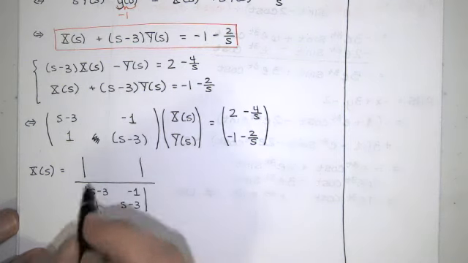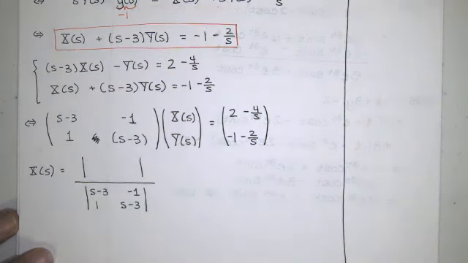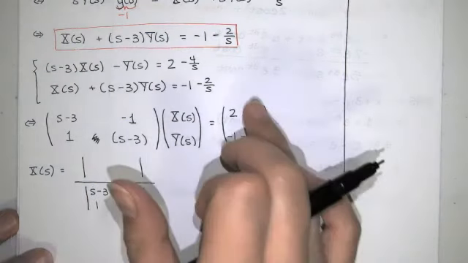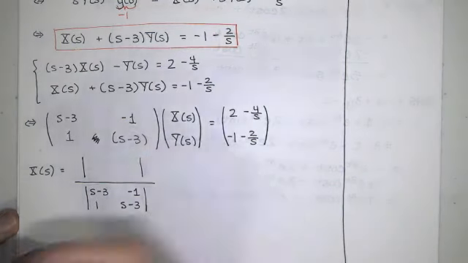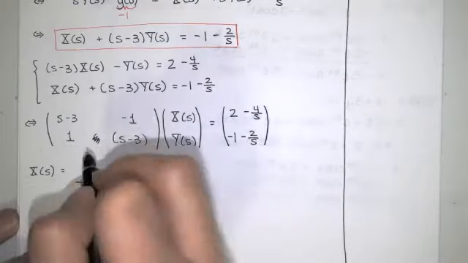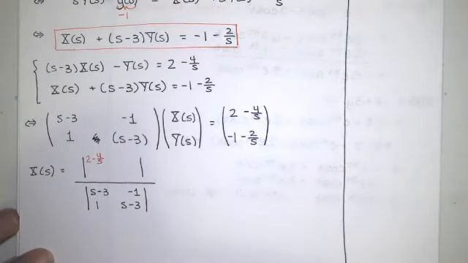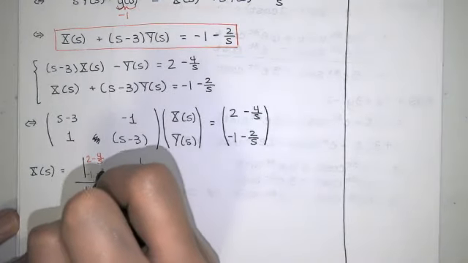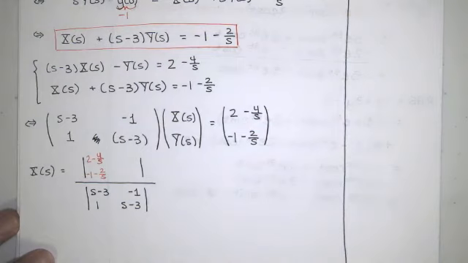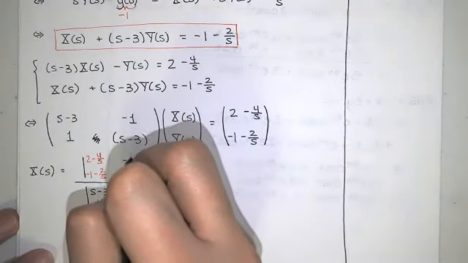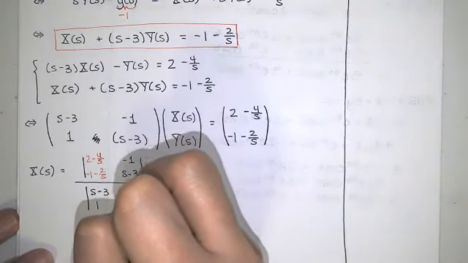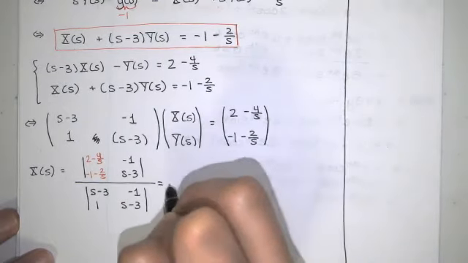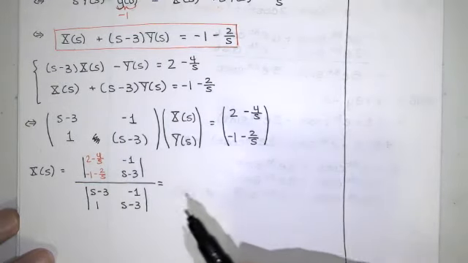And we want a similar determinant in the numerator, but we swap out that first column with the column on the right-hand side. So we've got 2 minus 4 over s and -1 minus 2 over s. And the second column stays exactly the same. So we'll have this times this.